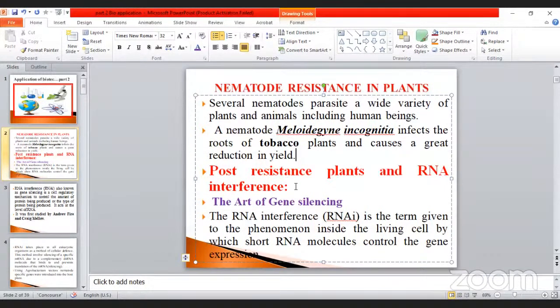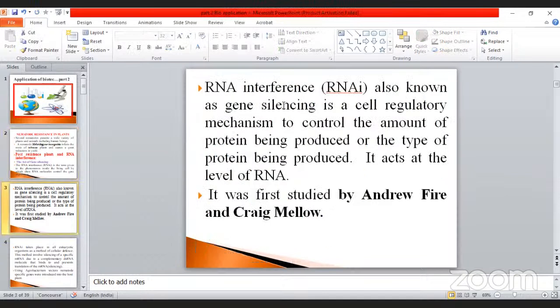The next one is pest-resistant plants and RNA interference. RNA interference is nothing but one of the genes present inside living organisms. What it does is control the gene expression of others. That is very, very important. See the next one. RNA interference, also known as gene slicing, is a cell regulatory mechanism to control the amount of protein being produced or the type of protein being produced.